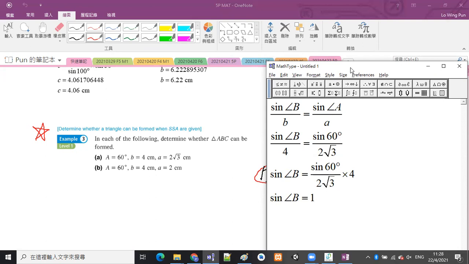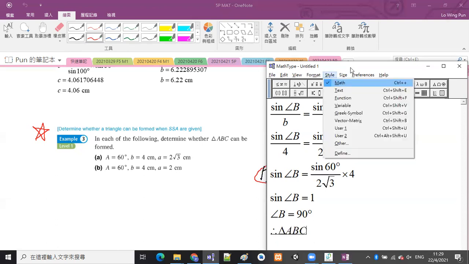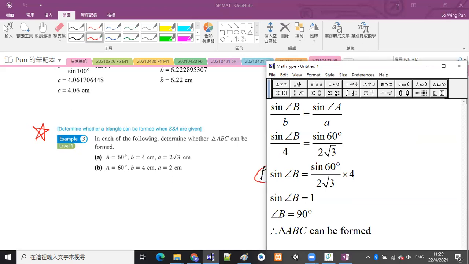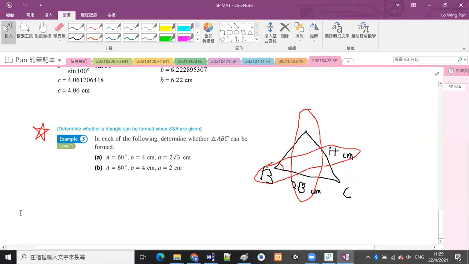Okay, so angle B is equal to 90 degrees. So we have an answer, which means that this triangle can really be formed. Do you understand this? Okay, so the answer is yes. Triangle ABC can be formed. This is part A.